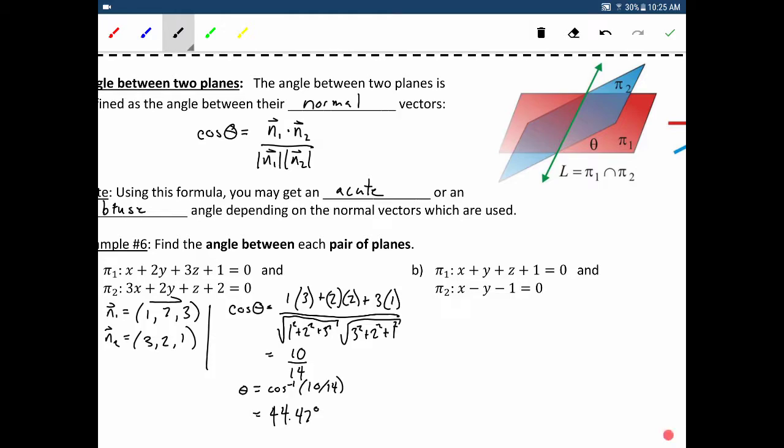So I want you to try the last one there by yourself. It's fairly simple. It's exactly the same as that last one.